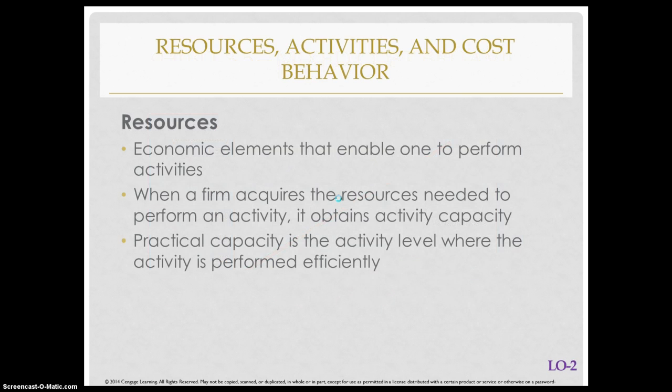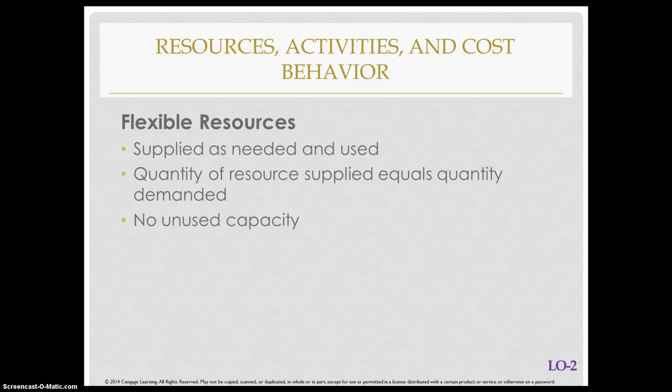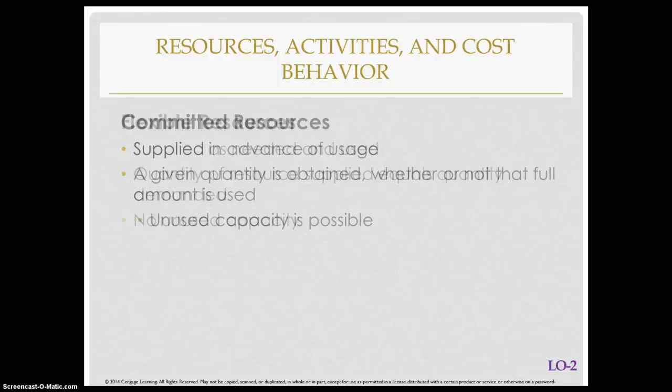Resources: economic elements that enable one to perform activities. When a firm acquires the resources needed to perform an activity, it obtains activity capacity. So resources might be plant, equipment, or personnel. And practical capacity is the activity level where the activity is performed efficiently. Flexible resources are supplied as needed and used. The quantity of resources supplied equals the quantity demanded, and this, in an ideal scenario, has no unused capacity. We use these resources as needed.